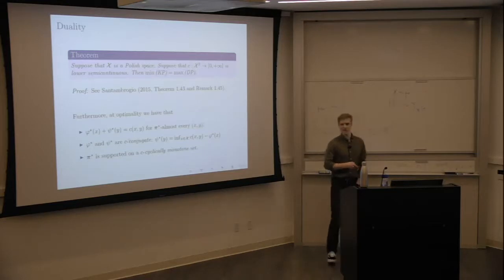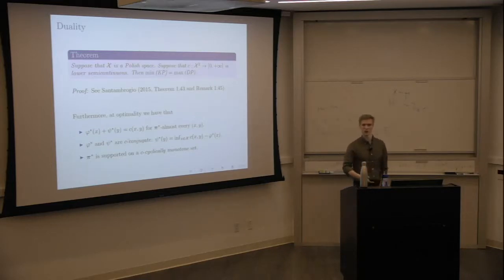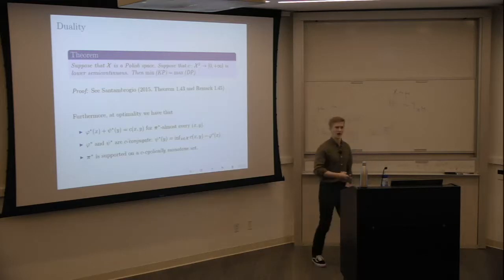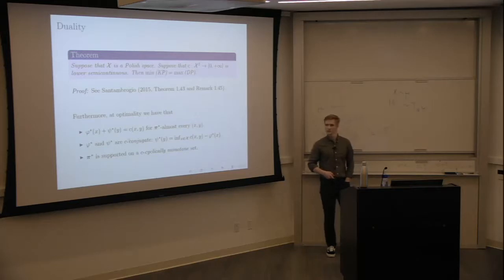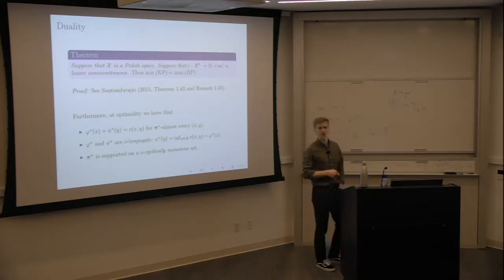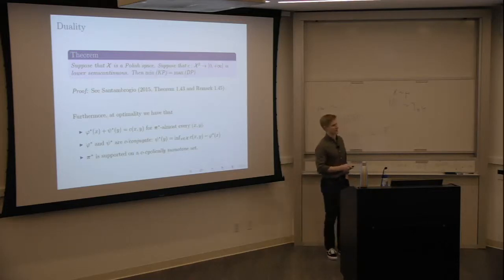And so under the same conditions as before that allowed us to establish the existence of a minimizer, we can also say that the minimum of the Kantorovich problem is equal to the maximum of the dual problem. This gives us some comfort that looking at the dual problem is important because it allows us to achieve the same value as we did in the primal problem. You agree? And the proof here is very interesting, but a little involved, so we don't have time to do it. Here's a reference. Ambrosio's textbook is very good.